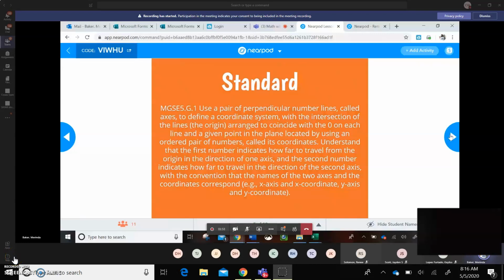Focuses on coordinate planes, we're going to be able to understand that the first number indicates how far to travel from the origin, and you know that the origin measures the ordered pair 0, 0. And so we're going to look at those directions and the difference between the y-axis and the x-axis.